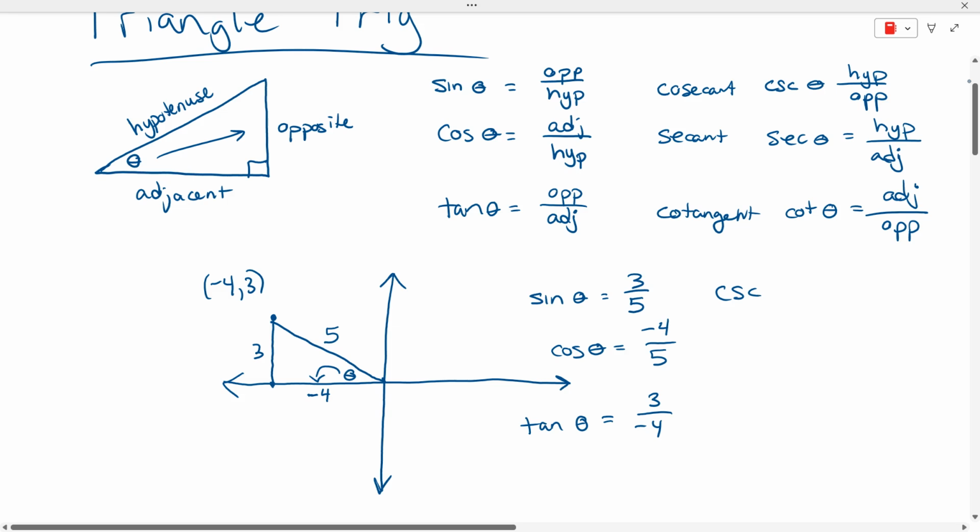Cosecant of the function. You just take the reciprocal of each of these. 5 over 3. The secant of the function is negative 5/4. And the cotangent of the function is negative 4/3. We good?